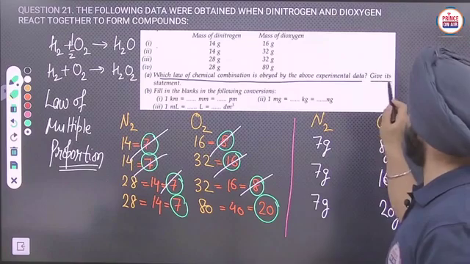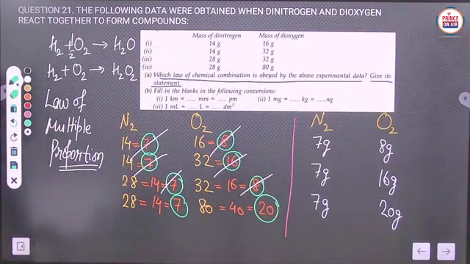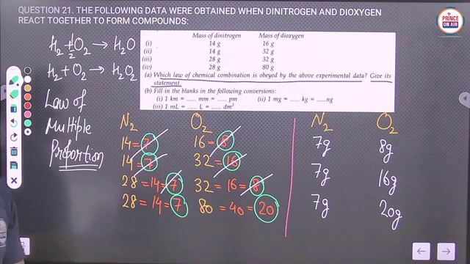Now we have to state this law. So you can copy this and afterwards we can state this law. Yes, done. So you can write the definition here.